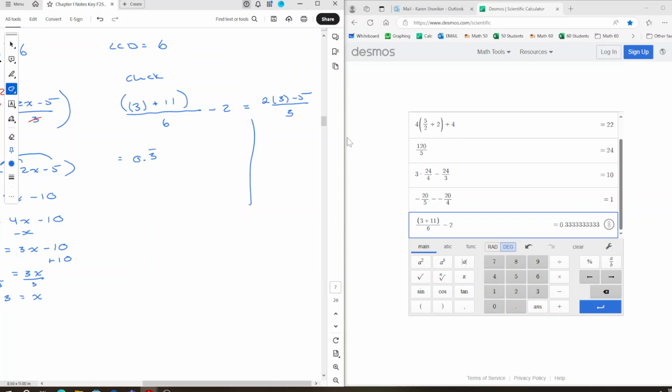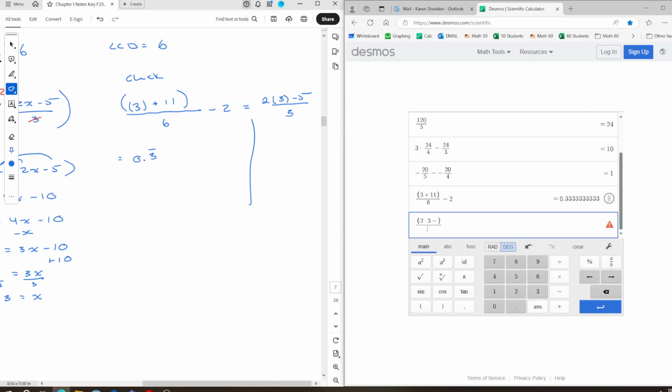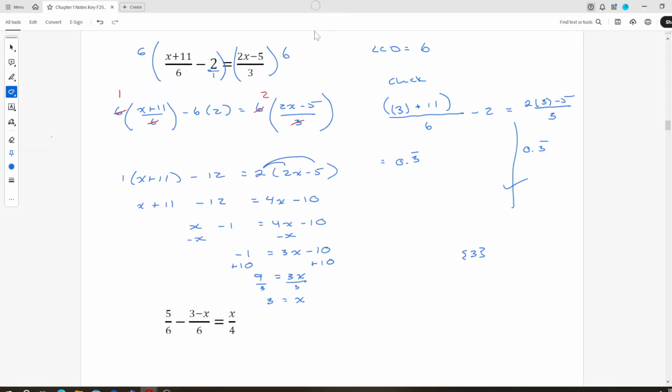Let's check the right-hand side. Again, my numerator is going to be in brackets. So this is 2 times 3 minus 5, unbracket, divided by, oh, where did the 5 go? Divided by 3. Oh, look, I also get 0.3 repeating. I'm good. Therefore, my solution is x is equal to 3. I do not need to state if it's an identity or a contradiction.